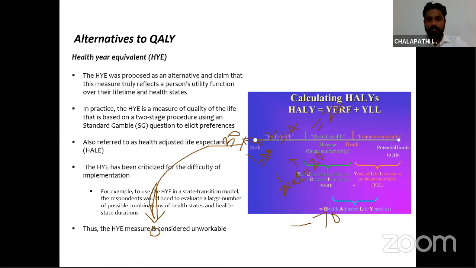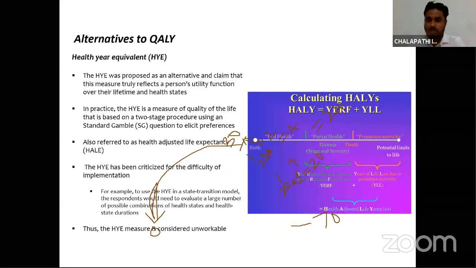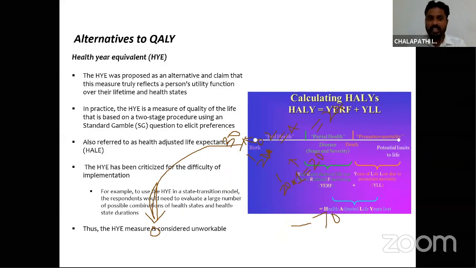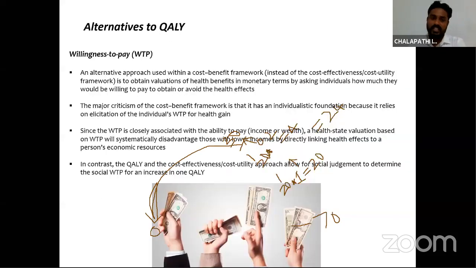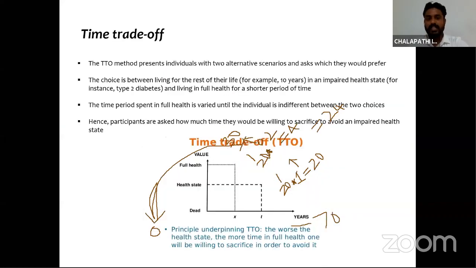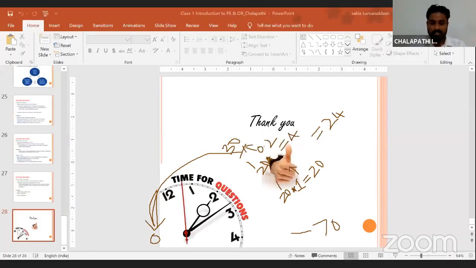There are some other alternative methods to DALY, but I don't want to take you there. You understand what DALY is? That will be enough for me right now. There are some more complex calculations of this DALY only. There is HYE, health year equivalent. There is willingness to pay. I already told you what is willingness to pay. I already explained different scales and how to calculate. Then there is the validation process when you prepare any instrument, but I don't want to touch it right now. I'll go back to my economic evaluations.